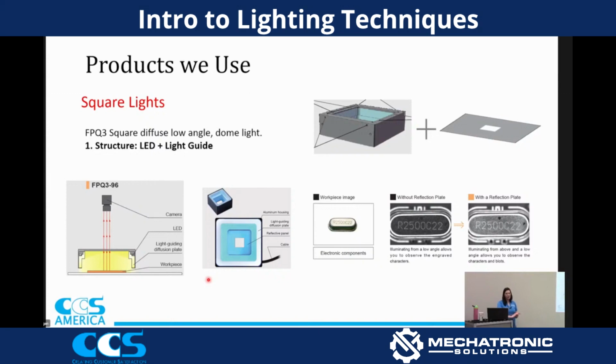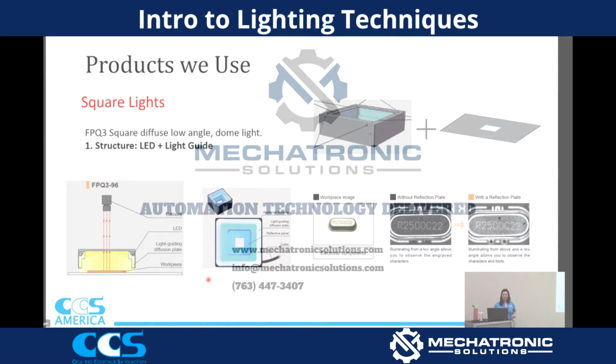And then for square lights, we have the FPQ3. These are similar to the multi-angle ring lights. They have the same kind of light guiding diffusion plate. The cool thing about them is they have a reflection plate you can add to make it more like a dome light or more like a low angle light. But they're great for, honestly, square work pieces. Square light for a square work piece is the idea for that one.